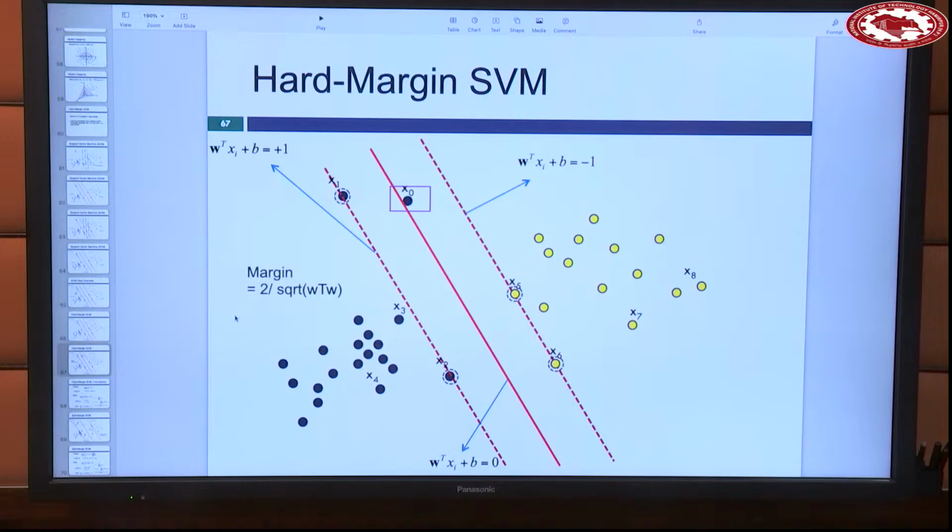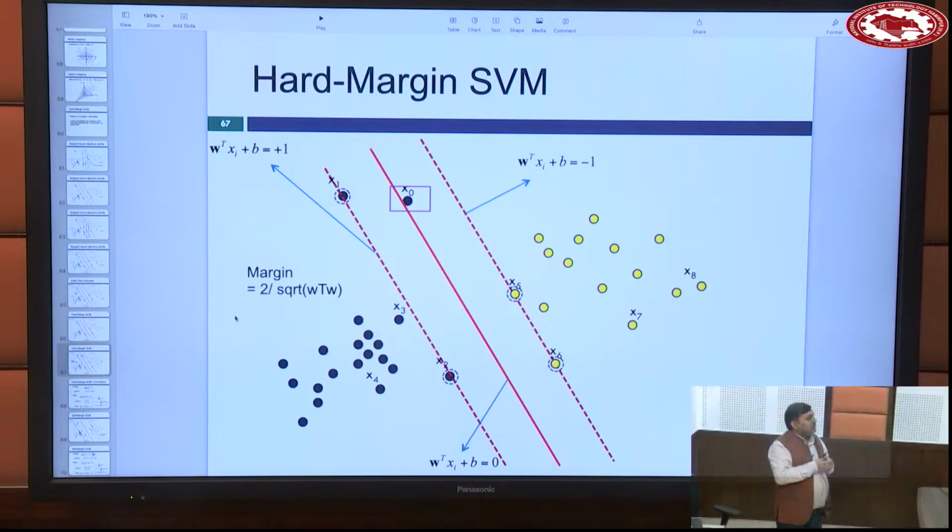That's why I discussed the vector spaces. In vector space, you can take any point and compute the distance from the origin. Between two points, you can compute the distance. If you have two planes, you can compute the distance between them. So here we have two planes. What is the equation of the first plane? W transpose xi plus B equal to plus 1. What is the equation of the second, marginal plane? W transpose xi plus B equal to minus 1.